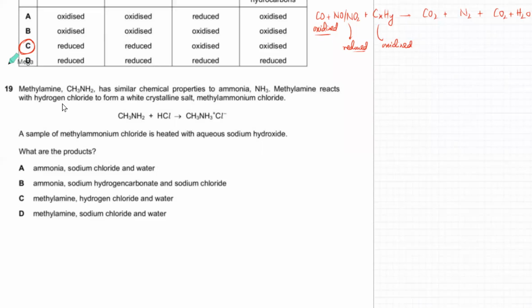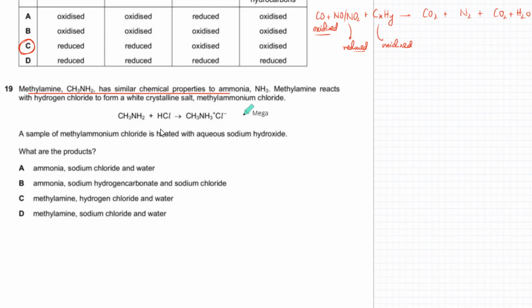So the next one is methylamine. It has similar chemical properties to ammonia. It reacts with hydrogen chloride, so there's a reaction given. So what he's saying, a sample of methyl ammonium chloride is heated with aqueous NaOH. What are the products? So when he says that methylamine has similar chemical properties to ammonia, what that means is he's basically talking about ammonia.